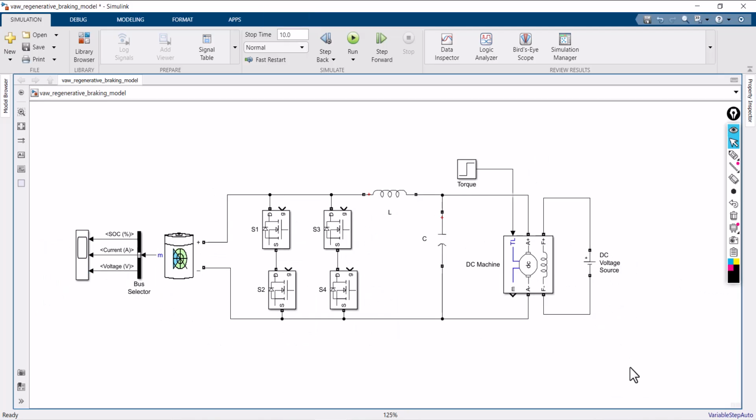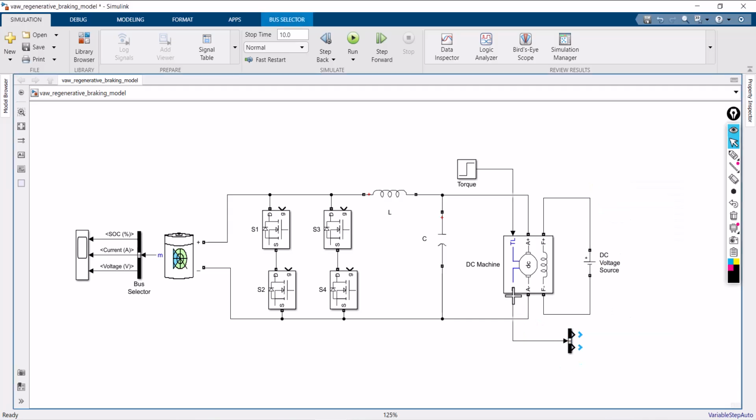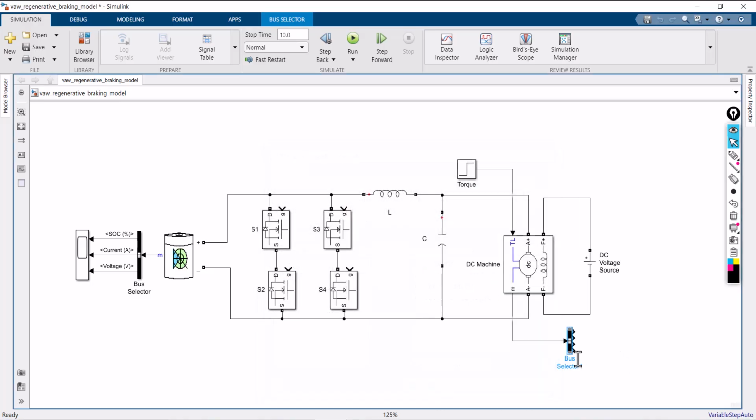Now if you want to see the machine parameters, then take a bus selector and simply connect it to this M port. Of course, I'm going to measure the speed in radian per second, armature current, field current, and electrical torque. Apply, okay.